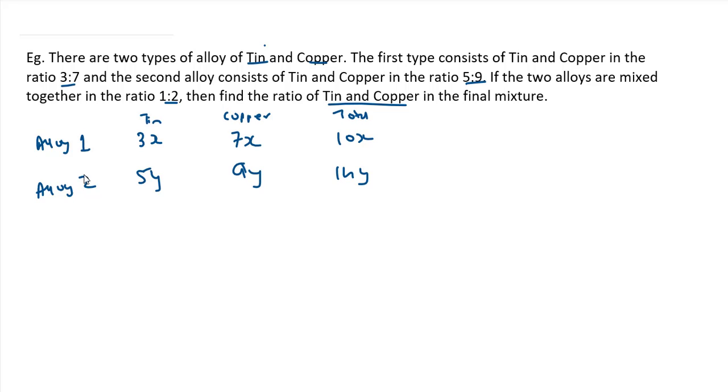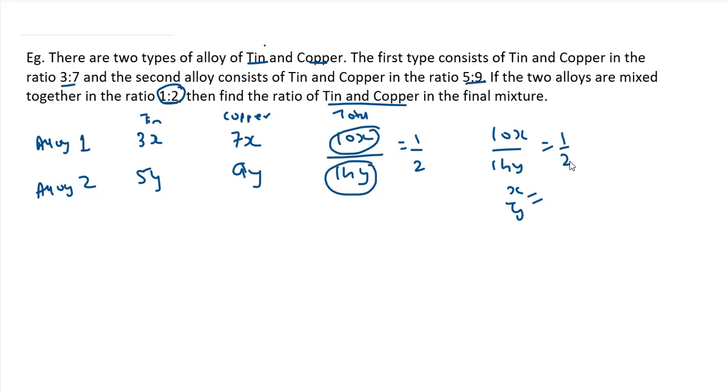And these two alloys are now mixed in the ratio 1:2. So if we take the total quantity of the first alloy and the total quantity of the second alloy and divide them, this ratio will come out to be equal to 1/2. So 10x upon 14y is equal to 1/2. If we solve this, we'll get the value of x by y, which will be equal to 2 1s are 2, 7 2s are 14, so 7/10. So we have the value of x by y as 7 upon 10.